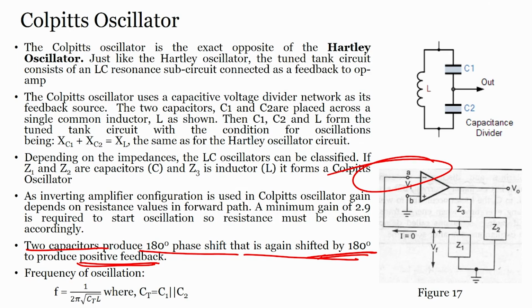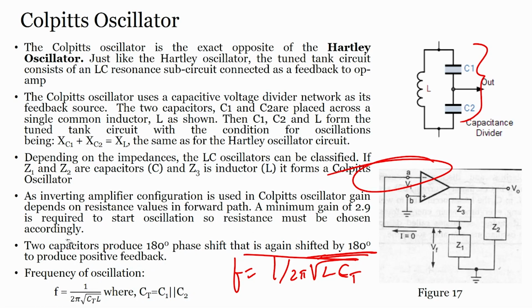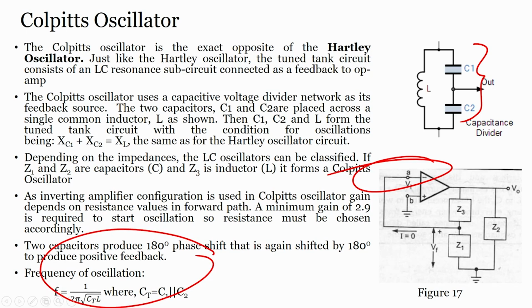The frequency formula is similar: f equals 1 by 2 pi root of L C, where here it is CT; in the Hartley oscillator it was LT. So CT is C1 in parallel with C2. Thus, we now know that in the Colpitts oscillator the phase shift is given by capacitors, and the formula for frequency is f equals 1 by 2 pi root of LC.